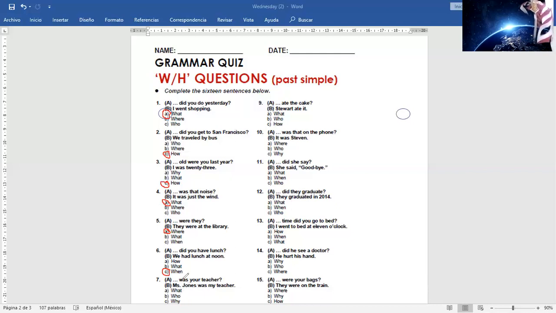Okay? So number seven: what, who, or why? Okay, number seven is who was your teacher? Who was your teacher? ¿Quién era tu maestro? Miss Jones was my teacher. Miss Jones era mi maestro. En este caso, mi maestra.